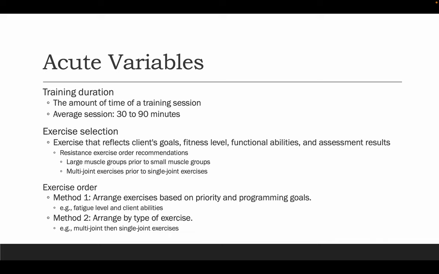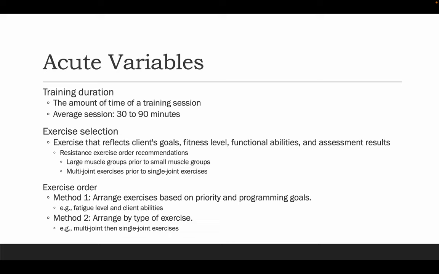Training duration, how long is the training session lasting? 30 to 90 minutes, that's pretty standard. If you're going over 90 minutes in a training session, then there has to be a reason for that, all right? It doesn't mean that spending more than an hour and a half in the gym is inappropriate, but time management-wise, if you're going over an hour and a half, there usually needs to be a little bit more specificity in what you're doing. And again, there are always outliers, people doing extra stuff, but there's a reason for it.